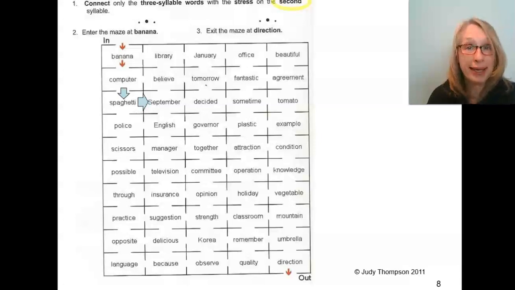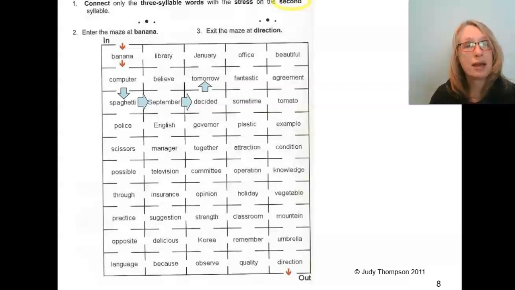So we have banana, computer, spaghetti, September, decided, tomorrow. What about governor? Governor, governor. Stress is on the first syllable, so we don't include that one. And then we have maybe January, January. No, stress is on the first syllable, so we're not looking for that.